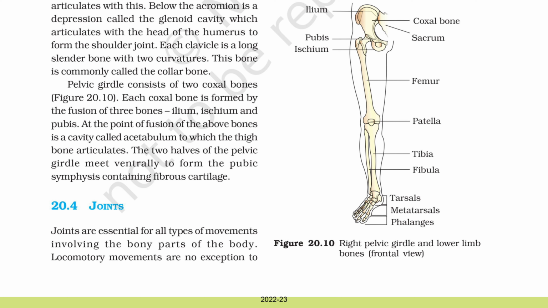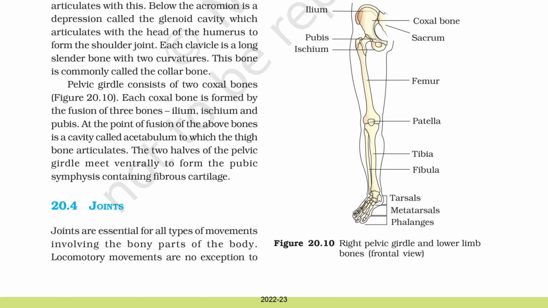Below the acromion is a depression called the glenoid cavity which articulates with the head of the humerus to form the shoulder joint. Each clavicle is a long slender bone with two curvatures. This bone is commonly called the collarbone. Pelvic girdle consists of two coxal bones. Each coxal bone is formed by the fusion of three bones ilium, ischium and pubis. At the point of fusion of the above bones is a cavity called acetabulum to which the thigh bone articulates. The two halves of the pelvic girdle meet ventrally to form the pubic symphysis containing fibrous cartilage.